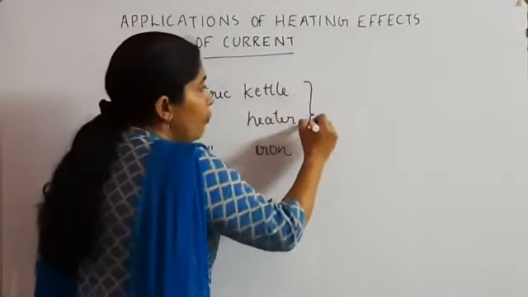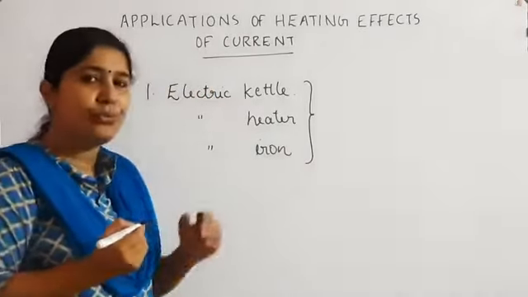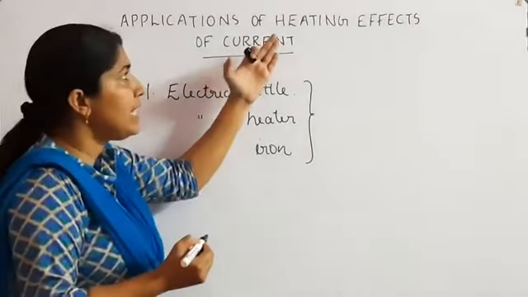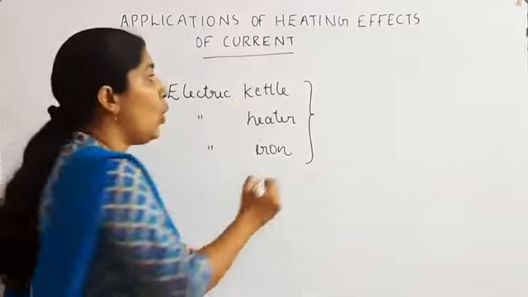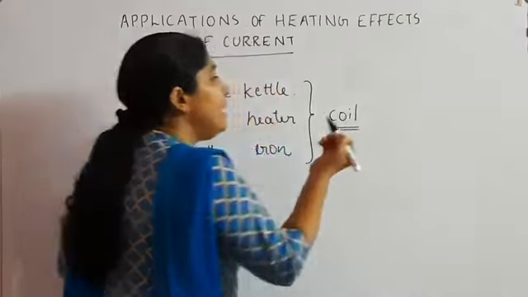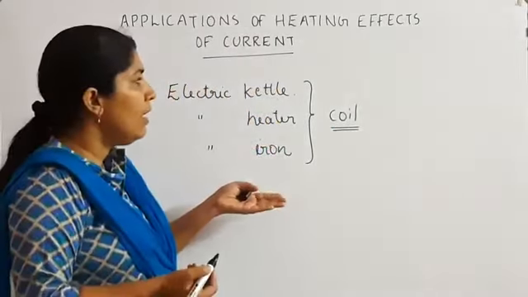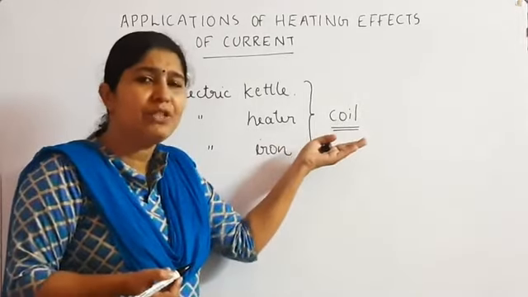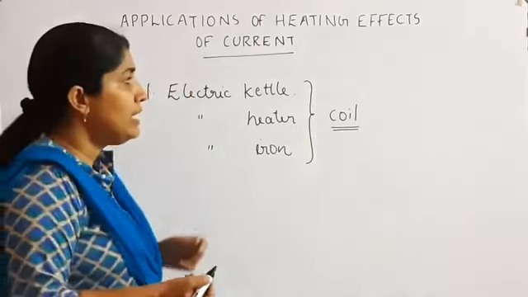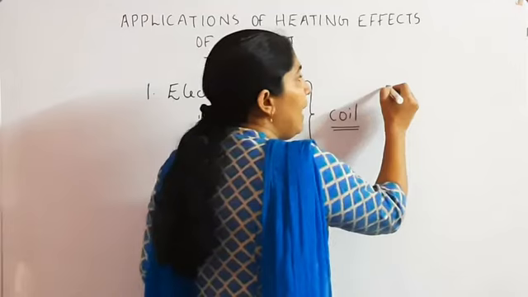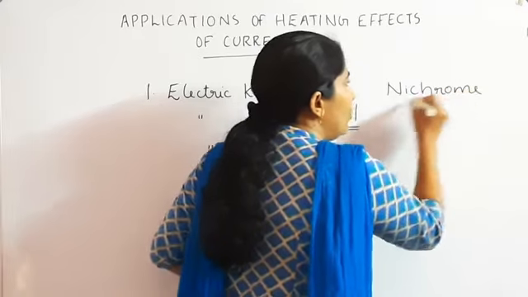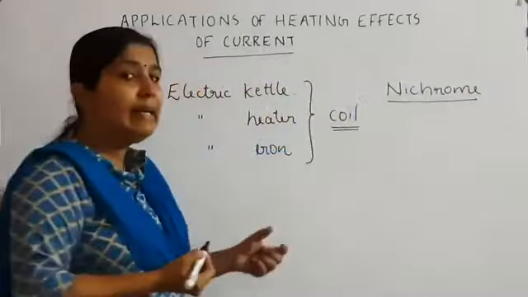In these devices, the part which makes use of the heating effects of current is the coil. When current is passed through the coil, it becomes heated up and the heating effect is produced. Then what is the reason for this much heat energy produced in that coil? For this we use a material like nichrome.